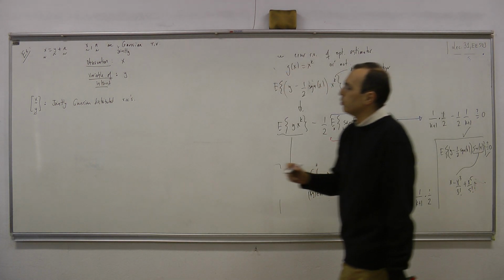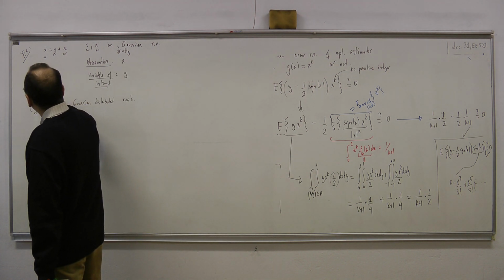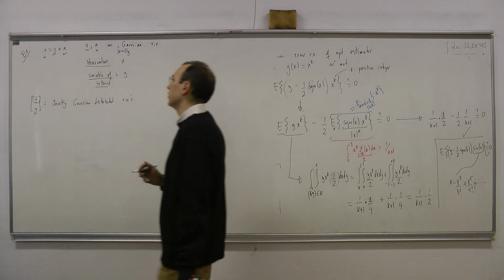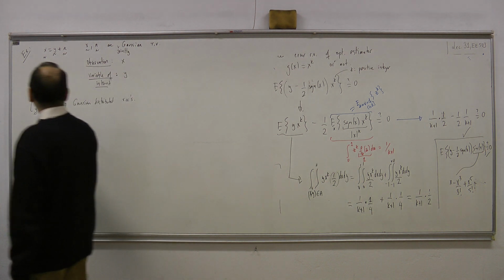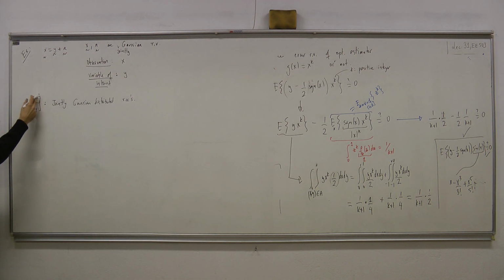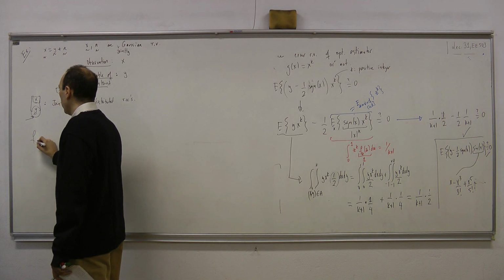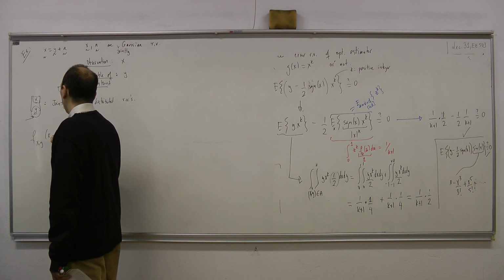So I have this observation. Somehow this is generated, let's say, according to this. But I don't want to estimate x. This is noisy. So I want to estimate this y. Okay. So let's write this joint density of x and y.